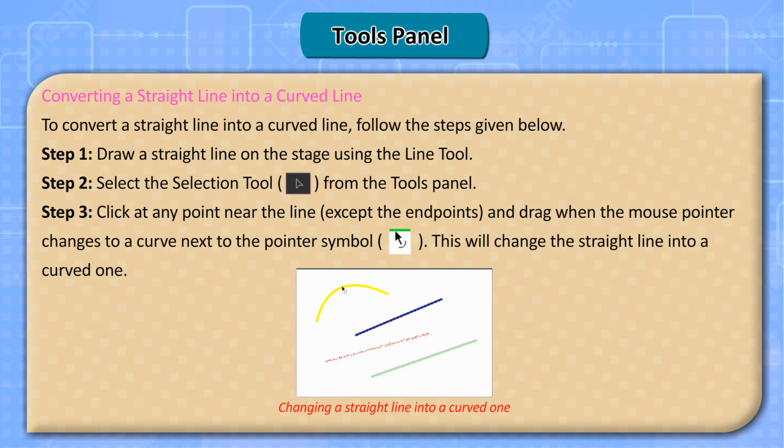Converting a straight line into a curved line. To convert a straight line into a curved line, follow the steps given below. Step 1. Draw a straight line on the stage using the Line tool. Step 2. Select the Selection tool from the Tools panel. Step 3. Click at any point near the line, except the endpoints, and drag when the mouse pointer changes to a curve next to the pointer symbol. This will change the straight line into a curved one. Changing a straight line into a curved one.